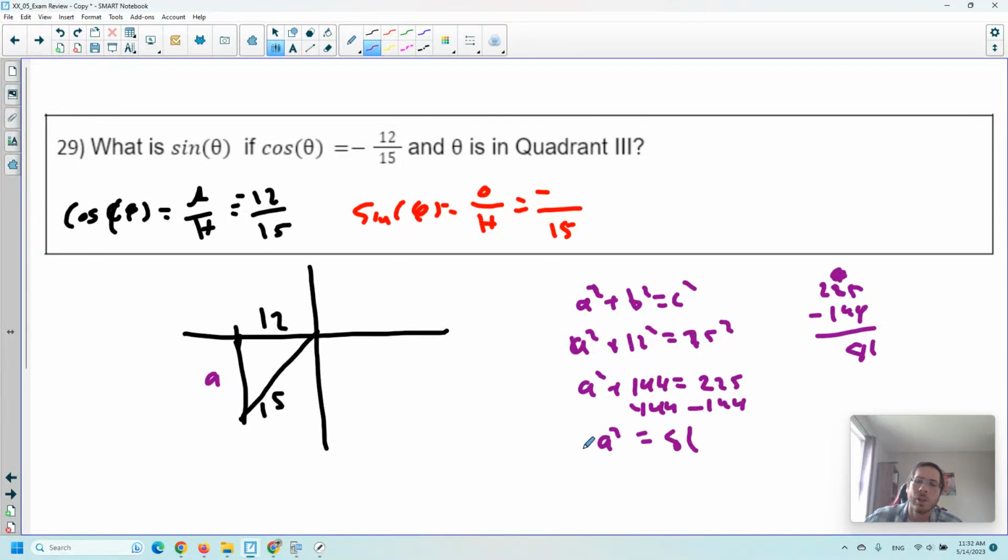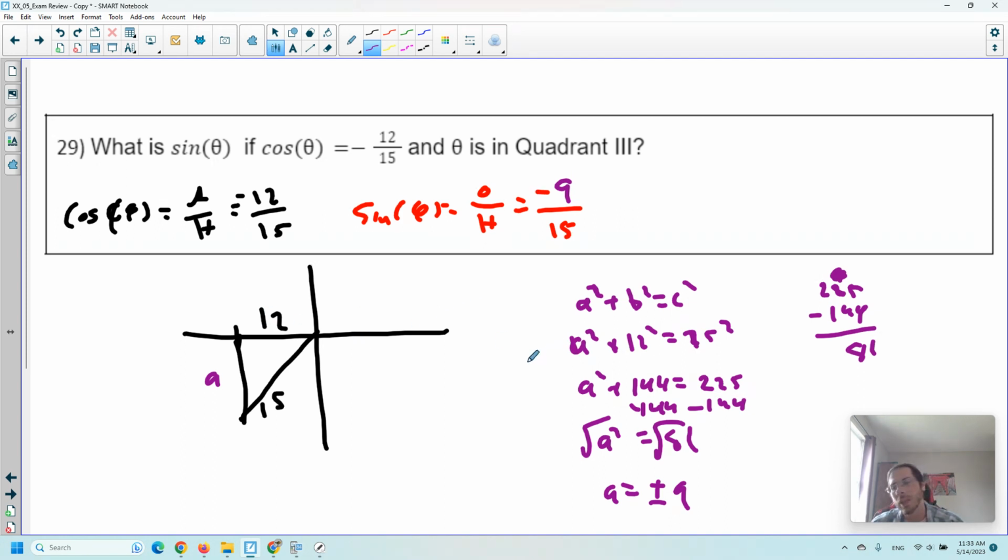All right, 81, square root both sides. So A equals plus or minus 9. And we can see that it's negative, so we're going to need the negative 9. But the negative sign, we just use logic for the negative signs. Don't really have to worry about it too much. And that's it. I guess we're done.